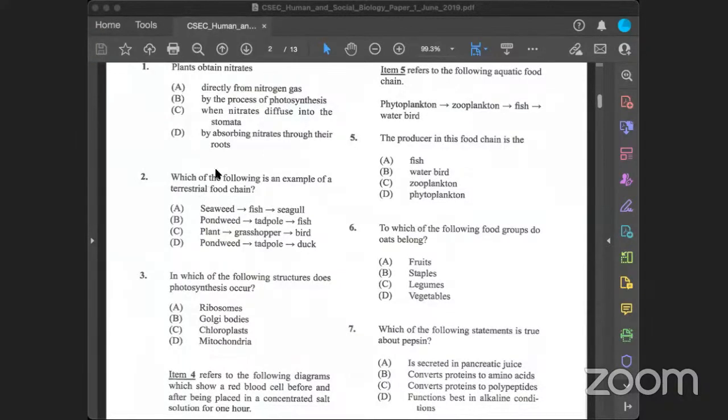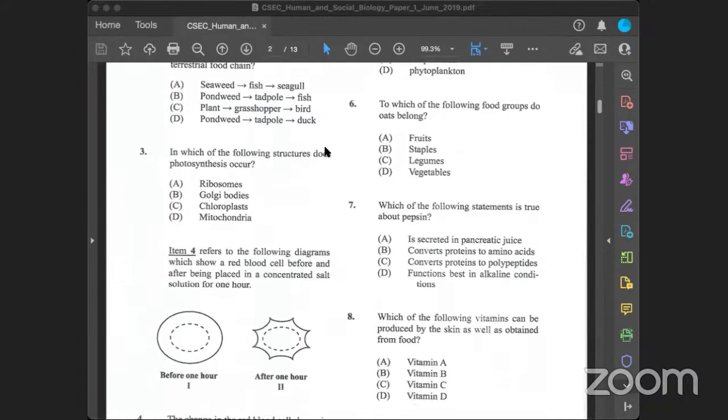Which of the following is an example of a terrestrial relationship? Terrestrial meaning what? Referring to the land, right? So something relating to the land. Good. Which of these options look like a land relationship? Yeah. Good. Fish should be aquatic. So yeah, C.